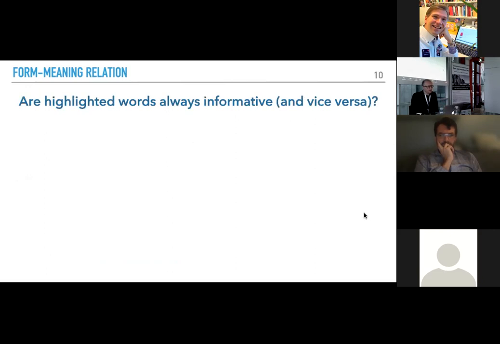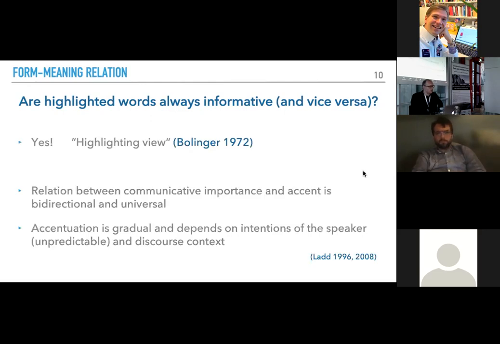Okay, but if we think of this relation in a parallel or positively correlated fashion, we can ask the basic question, so that's the title of the talk: are highlighted words always informative, and vice versa? The clearest positive answer to this question would have probably been given by Dwight Bolinger, who promoted what he called, well, and what we will call today, the highlighting view.